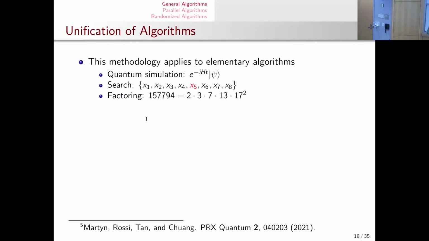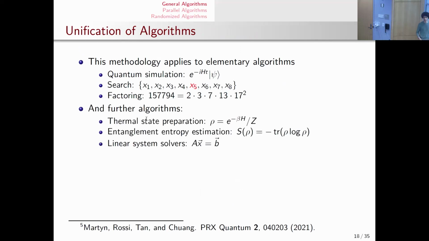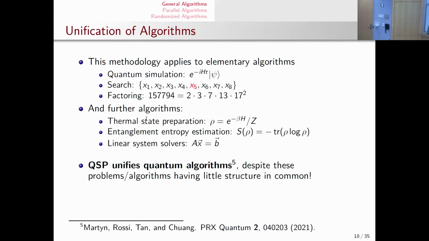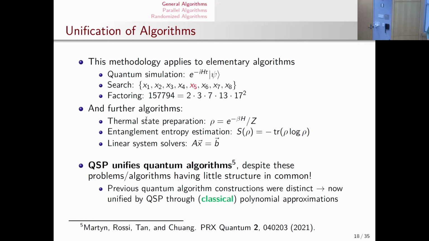So as it turns out, this methodology applies to the elementary quantum algorithms, that is Hamiltonian simulation, searching databases, and factoring integers. And it also applies to problems beyond this, including thermal state preparation and estimating entanglement entropy, and even solving linear systems of equations. And so by virtue of this, quantum signal processing unifies quantum algorithms in that the previous constructions for all of these problems shared very little in common, but now they're all tied together through the framework of quantum signal processing. So it is in this sense that it unifies all these together. And it does so again by using just classical polynomial approximations, which date back to the 1800s and 1900s, and we just very straightforwardly apply them to quantum algorithms.